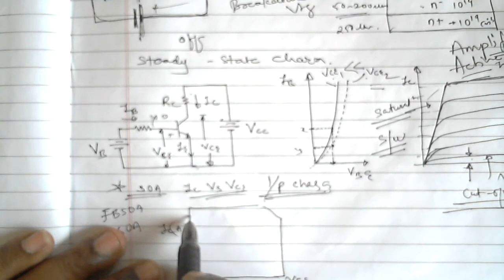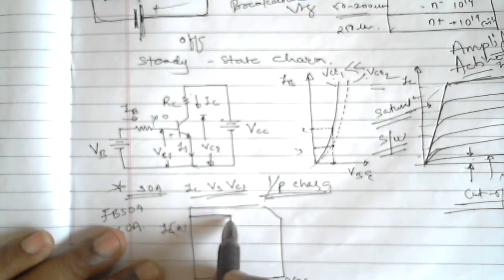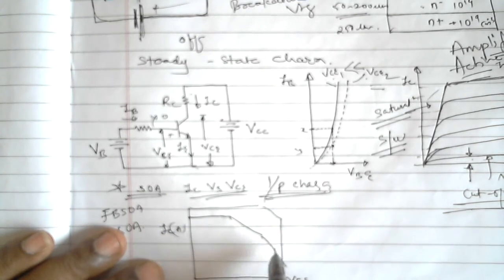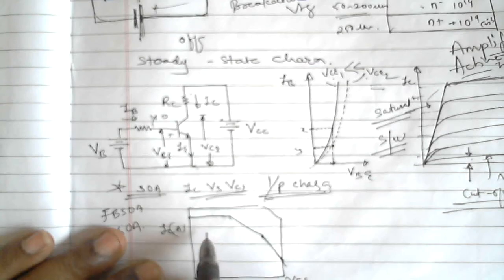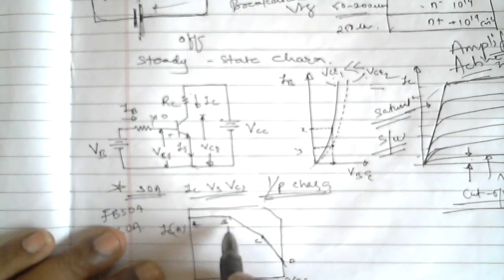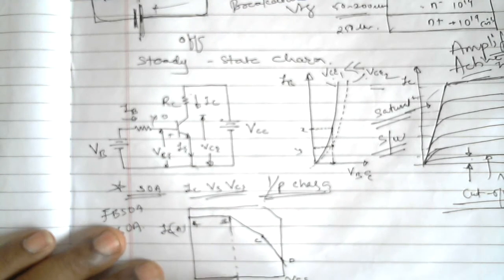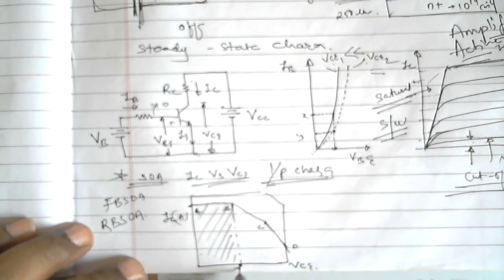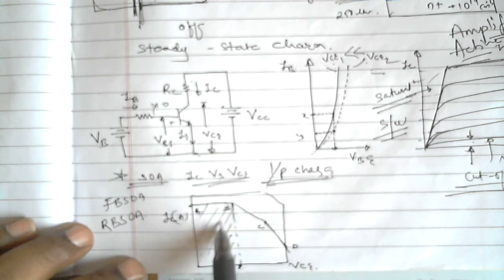Now I have drawn one characteristic, A, B, C, D. This is the region where the transistor works fine with this collector current and this collector emitter voltage. You should not exceed this particular graph. If you exceed it, heating may happen and it may get burned.